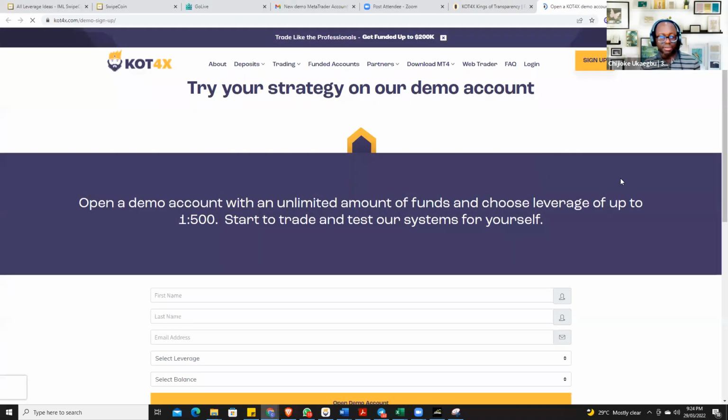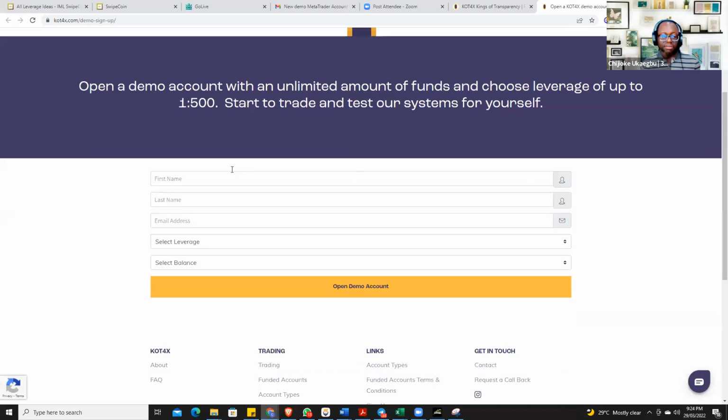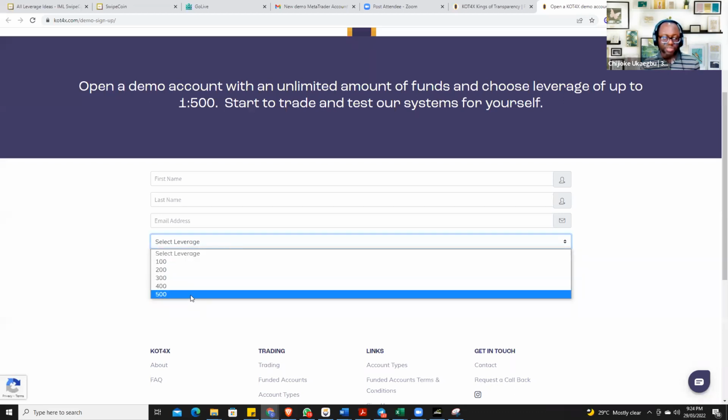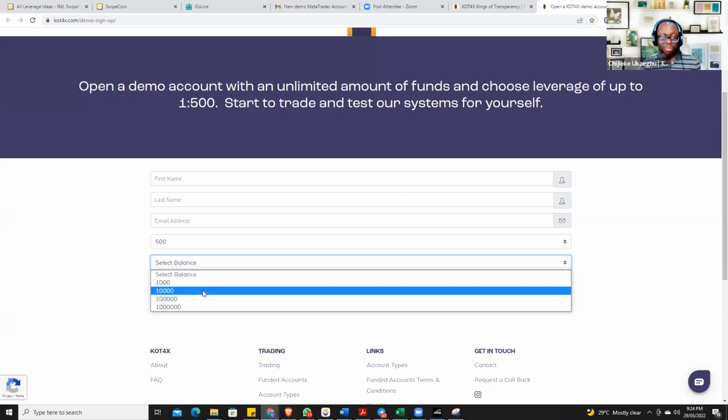Okay, so just go ahead and click on that. All right. It'll ask you for your name, first name, last name, your email address. You'll be asked to choose something called leverage. It's okay, just pick 500 for now. After you've picked leverage, it'll ask you for the balance.